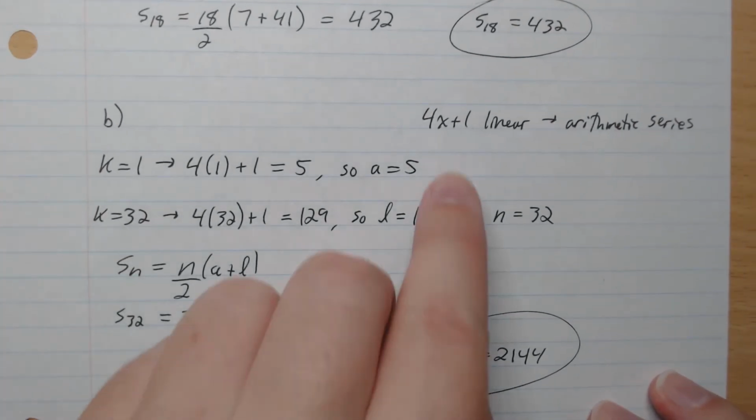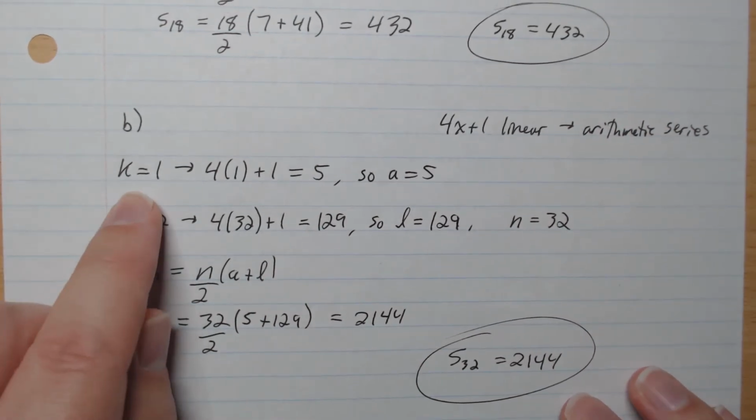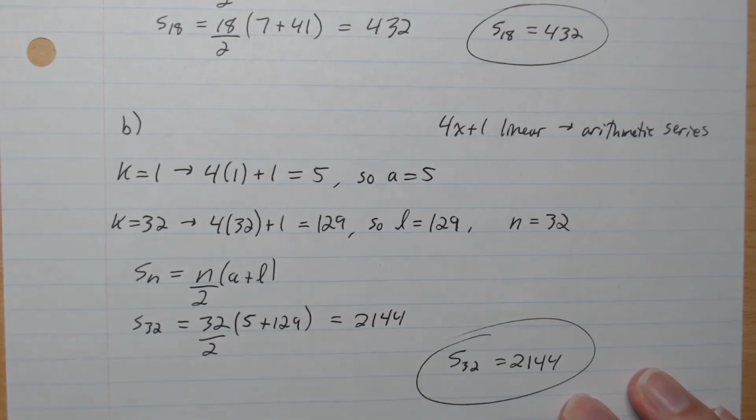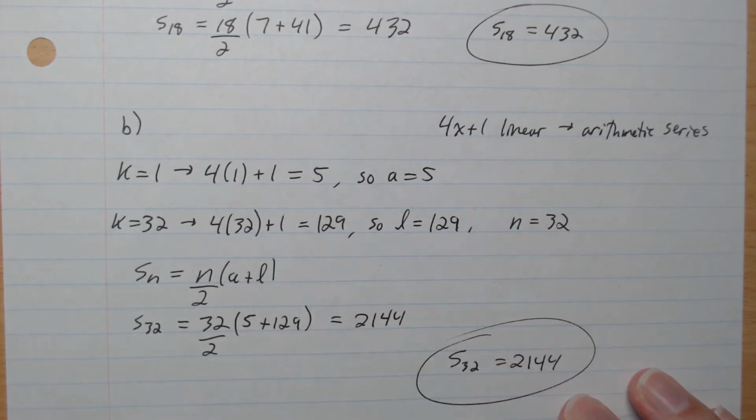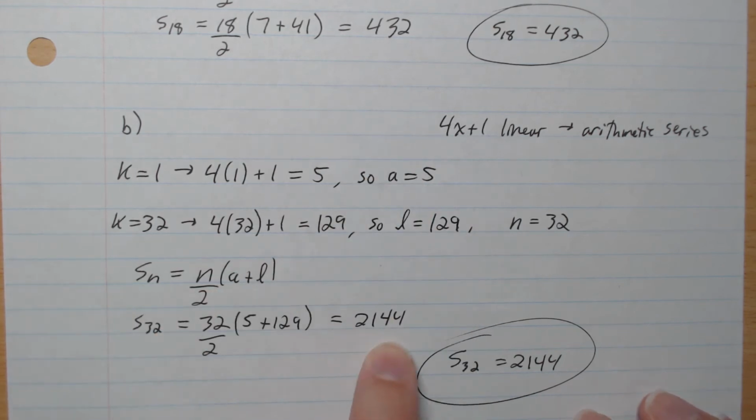B, we have 4x plus 1. That's linear. Therefore, it's an arithmetic series. So if we plug in k equals 1, a is 5. Plug in k equals 32. l is 129. n is 32, right? We're going from 1 to 32. So there's 32 terms there. So we have n, we have a, we have l, plug it in, and so it's 2,144 is the value of that sum.